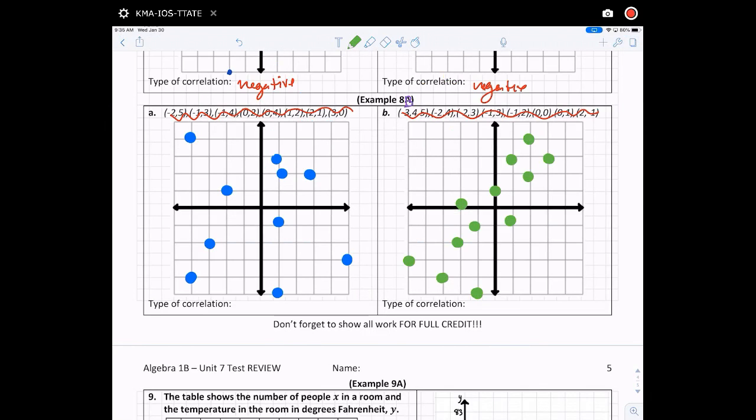Let's look at... and I said don't ignore those points, because I just randomly plotted those points, so they shouldn't match up with the other pairs. If they did, that was just a weird coincidence. Okay.